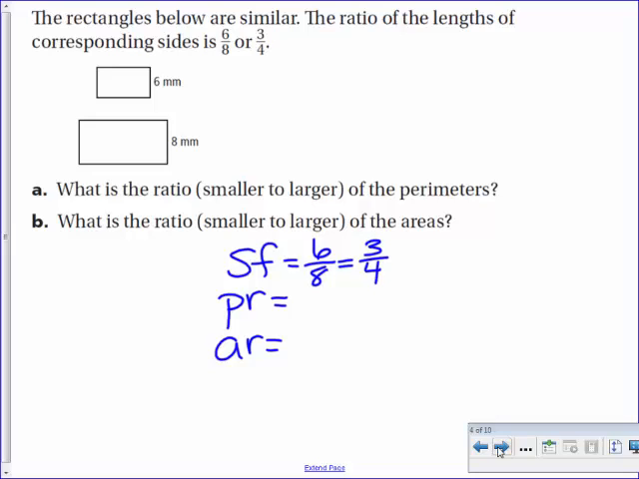So if we want the ratio of the perimeters, it's going to be 3 to 4. And then I'll fill that in here. If we want the areas, we're going to go ahead and square that to get 9 to 16. And you don't have to simplify that there. They just want the ratio of the areas.